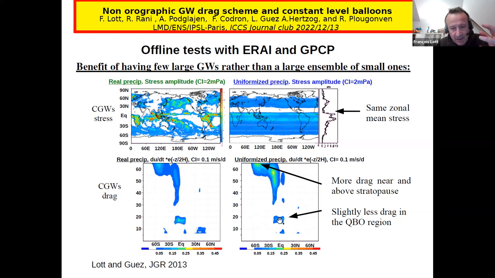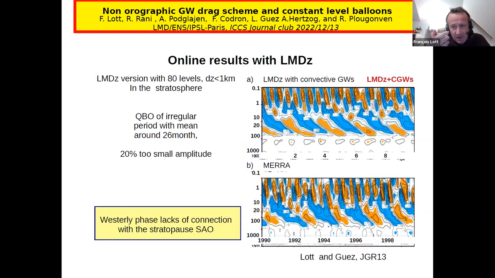Whereas if you want to put the same amount of gravity wave drag with a more uniform scheme, then you have a lot more small amplitude waves that go very much higher up. So you put more drag near above the stratopause. So that was an interest of having this relation with the source within this scheme. Okay. And so we tested that in the LMDZ GCM, and we think that that property helped to produce a quasi-biennial oscillation in our models.